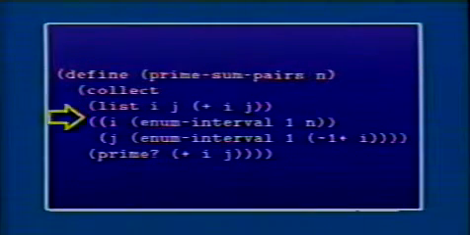That's going to be generated as i runs through the interval from 1 to n, and as j runs through the interval from 1 to i minus 1, such that i plus j is prime. So I'm not going to say what collect does in general. You can look at that in the book. But pretty much you can see that the pieces of this are the pieces of that original procedure I wrote. And this collect is just syntactic sugar for automatically generating that nest of flat maps and filters. Okay.